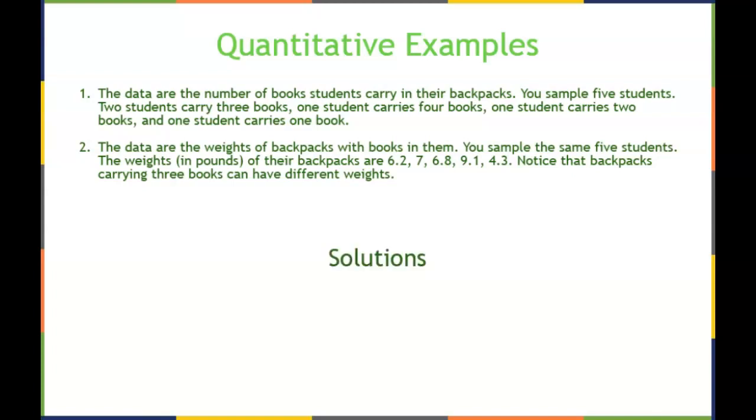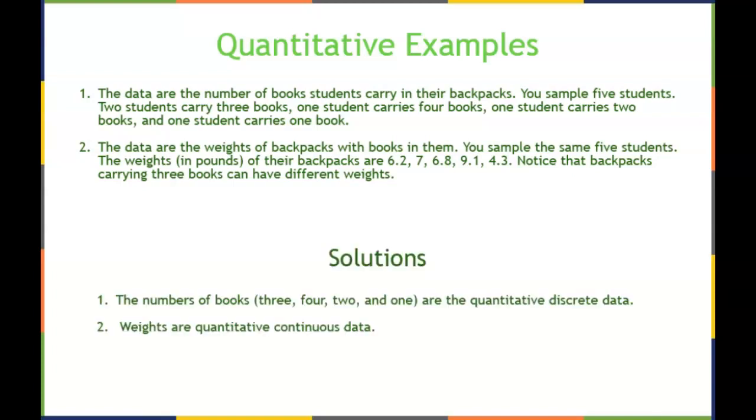Now let's look at the answers. The number of books, the 3, 4, 2, and 1 in the first example, are discrete data. They're countable. The weights are continuous data, so quantitative continuous data.